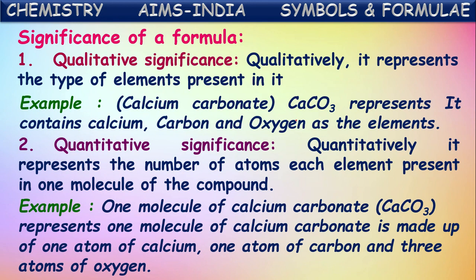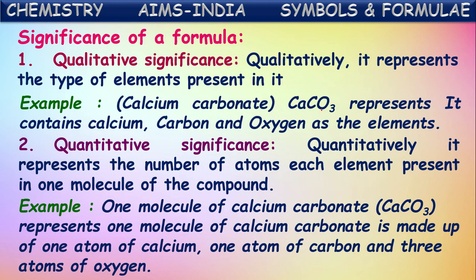From the formula CaCO3, we can say one atom of calcium, one atom of carbon, and three atoms of oxygen combined chemically to form one molecule of calcium carbonate. That is quantitative information.